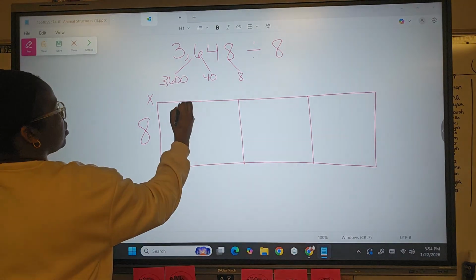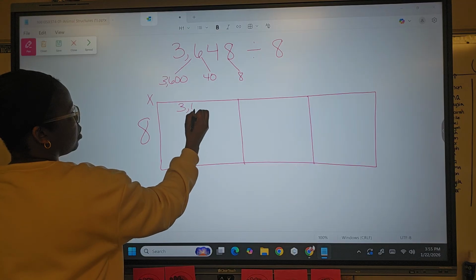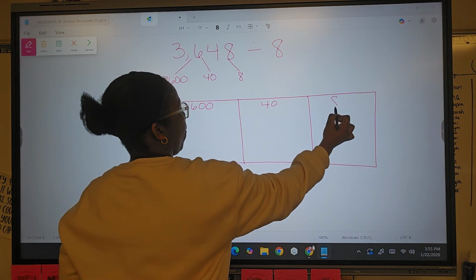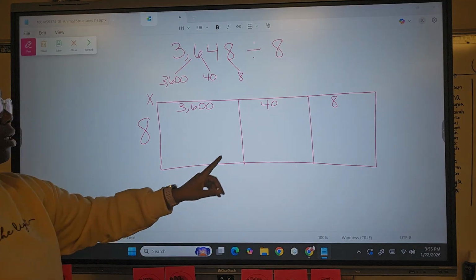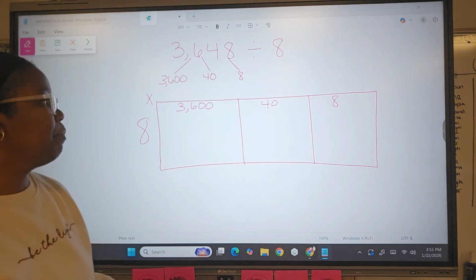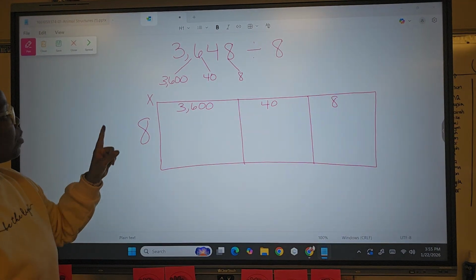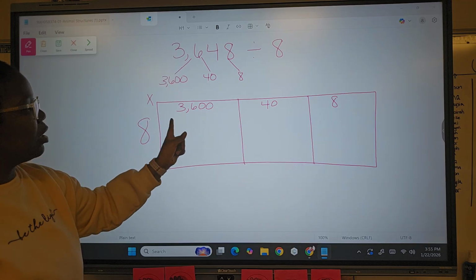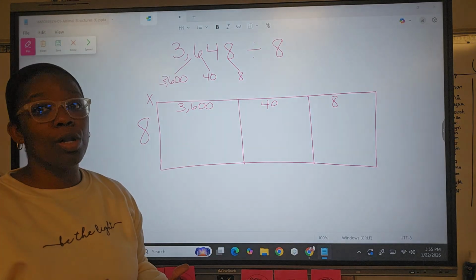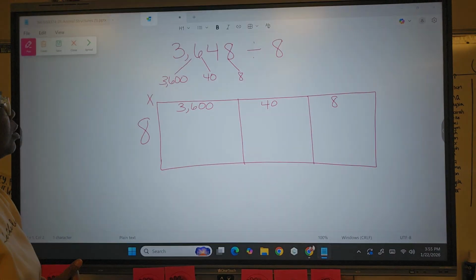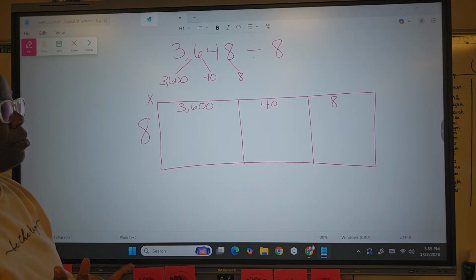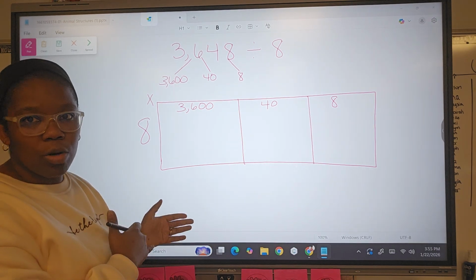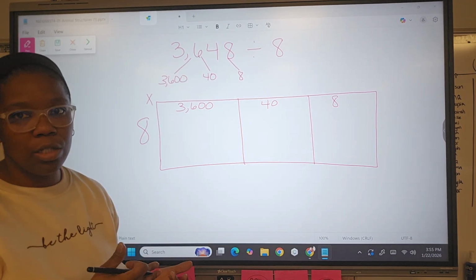So I'm going to start by putting those same numbers into our area model. So I have 3,600, 40, and 8. Now I can get started. I'm going to start by thinking to myself, 8 times blank gives me 3,600 or close to 3,600. Students are more than welcome to draw out, use pictures, whatever they need to do.